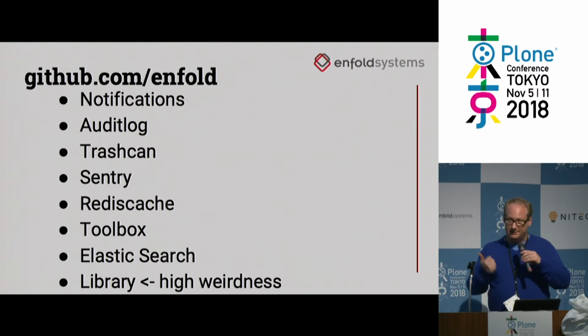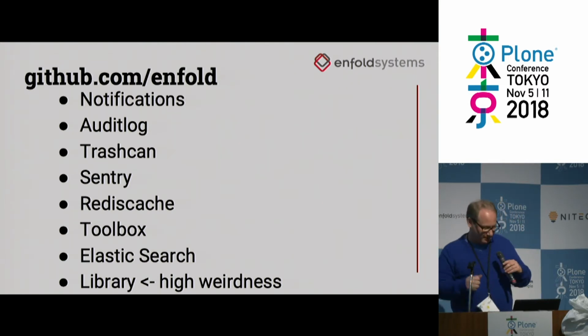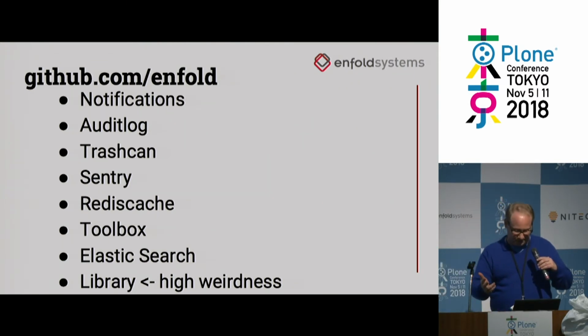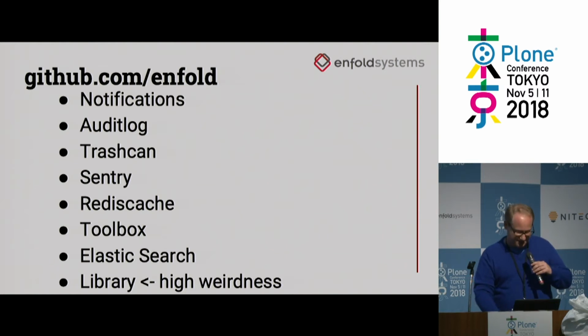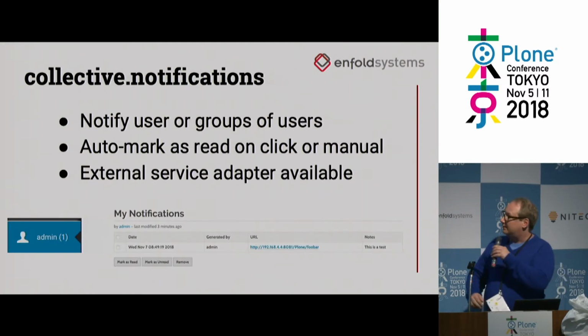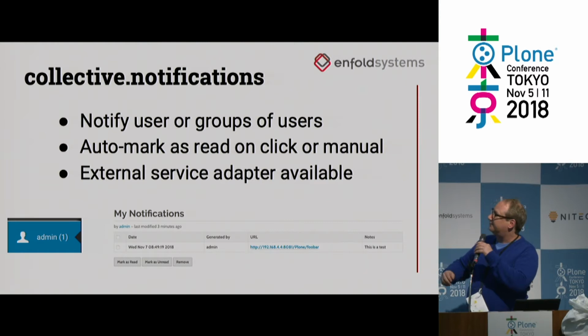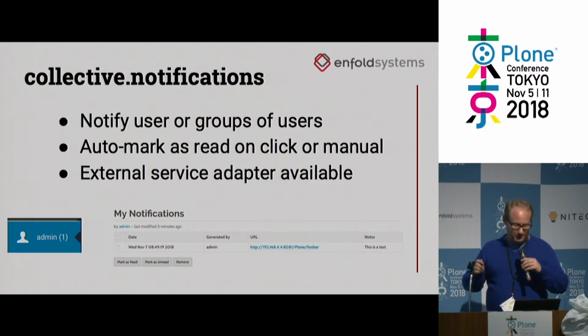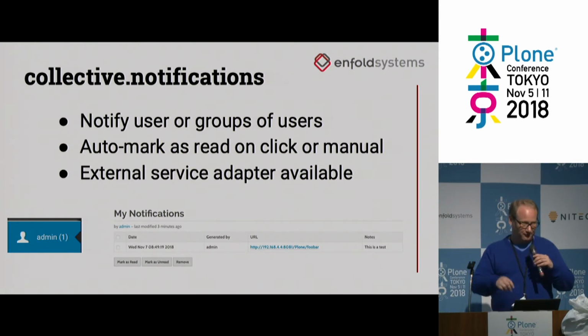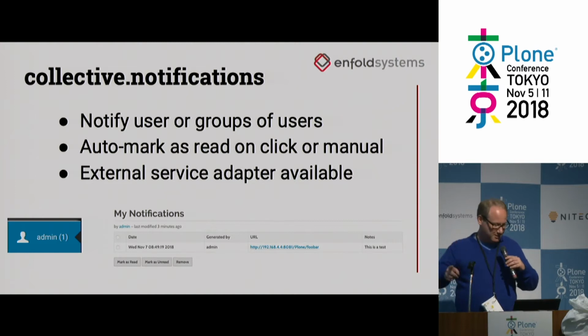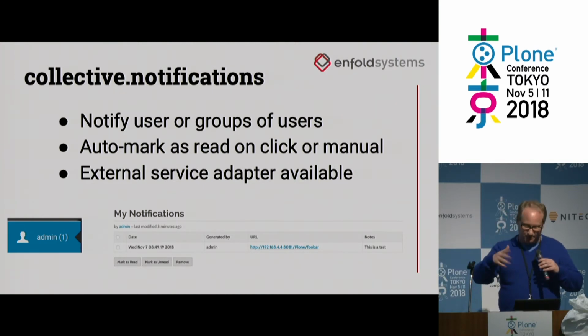there are a few things that we have in our repo that are public. Some of this stuff has been forked, and we would love to push it back. I don't know who the original people are. So here we go. Collective notifications is a way of notifying users or groups of users. When you click on the link, it auto marks it as read, or you can manually click it, and then there's an external service adapter for email, so the notification will go through Plone. Email push notifications for Apple is what we're using.